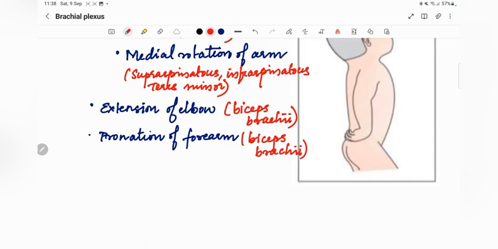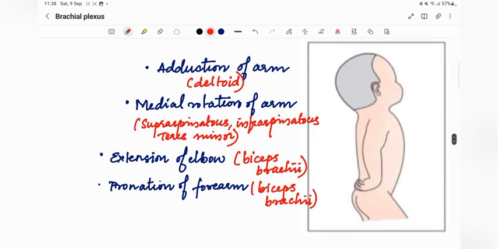Along with that, there will be loss of sensation. Even though it's minimal, there will be loss of sensation along the outer aspect of the arm due to the involvement of the C6 spinal nerve root. Okay, so what are the features that we see?